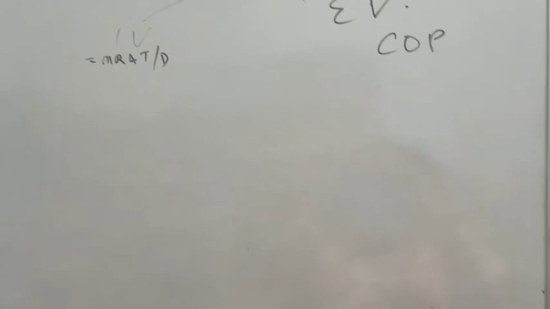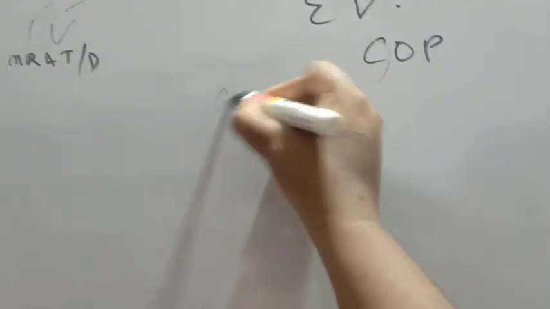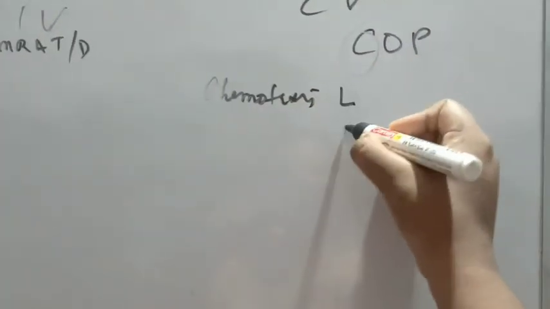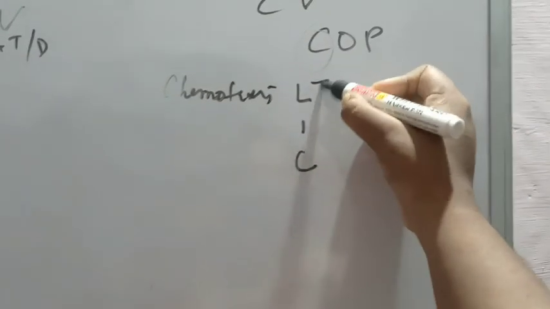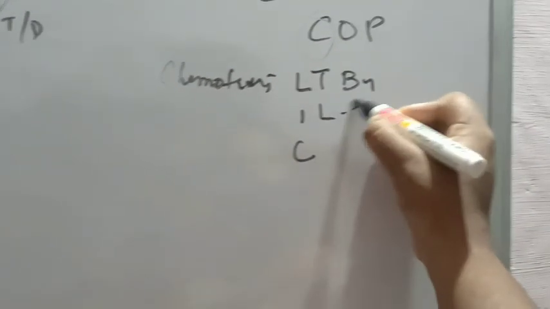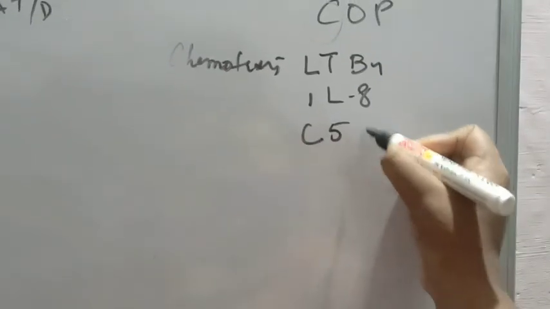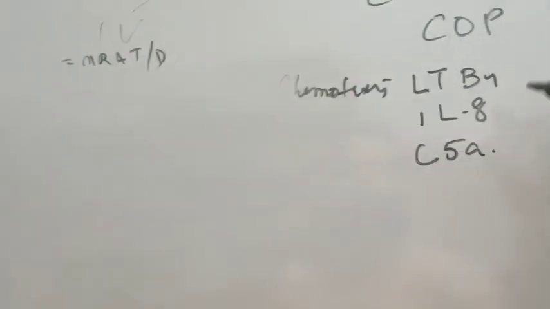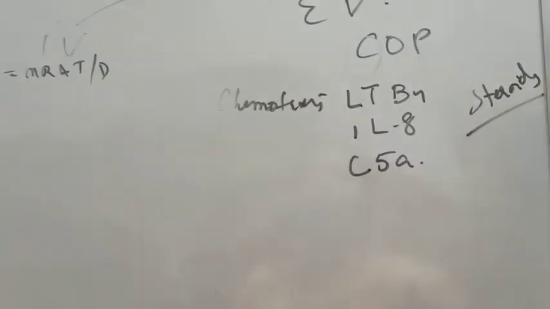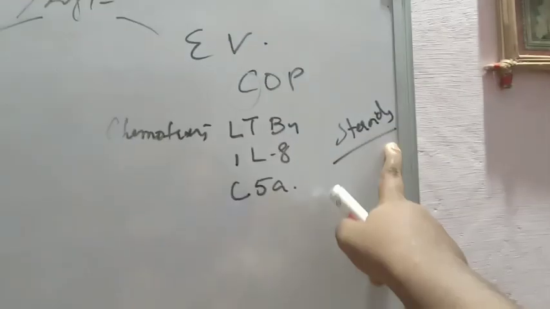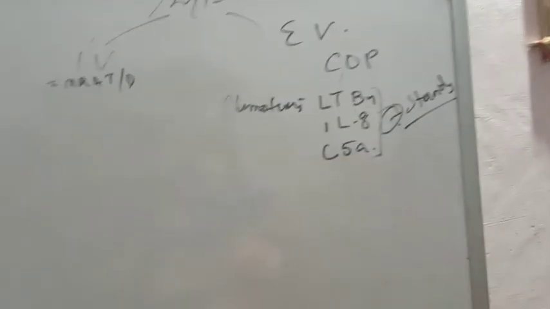Now chemotaxis is mediated by what? There is this famous mnemonic called LIC, but personally I find it very useless. But anyway, the point is it is LTB4, interleukin 8, and C5a. If any of you know any mnemonics, then tell me. So LTB4, interleukin 8 and C5a mediate chemotaxis. And you know steroids, how do they suppress inflammation? Steroids suppress inflammation by inhibiting chemotaxis. So remember, which step do steroids act on in inflammation? Chemotaxis.